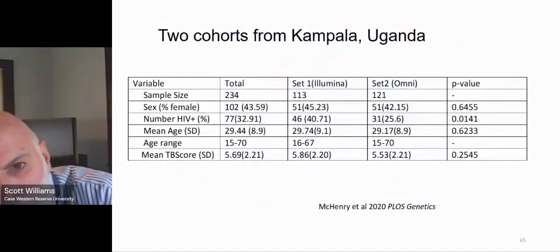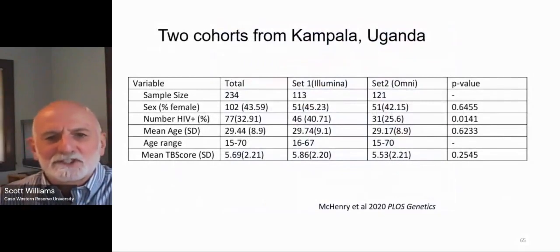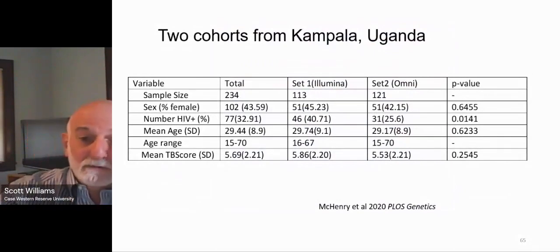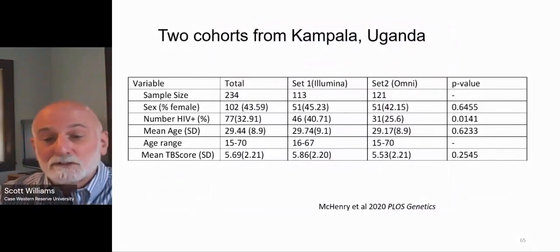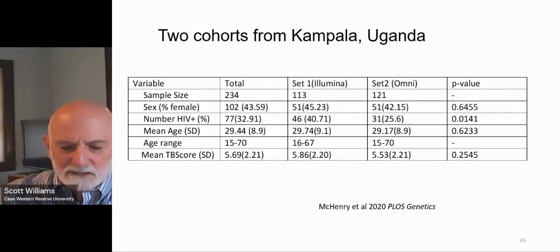The 2 cohorts we looked at were 2 cohorts sampled independently and genotyped independently out of Kampala. They totaled 234 people for this part of the study, 113 in cohort 1, 121 in cohort 2. They were similar in most regards, with the exception of cohort 2 had a lower HIV positivity rate, and therefore we adjusted the model for HIV.